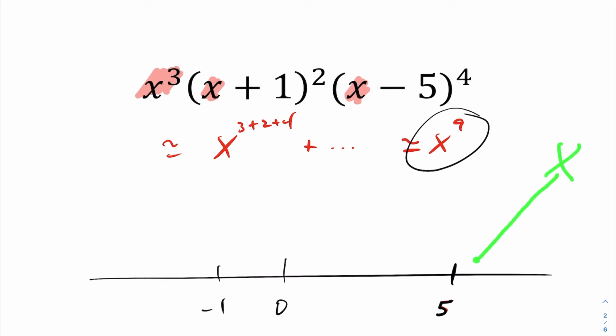So we're starting up here. We're going to tend towards the root of 5, and because it's an even power, we're going to bounce off that root, tend towards the root of 0 because the power is odd. You can see here it's to the power of 3, it's going to cross, tend back towards the root of -1, and because the power is even, it's then going to bounce. And we have our sketch.